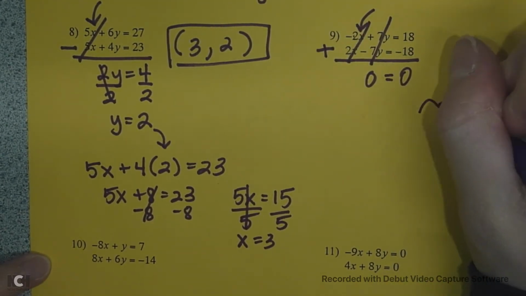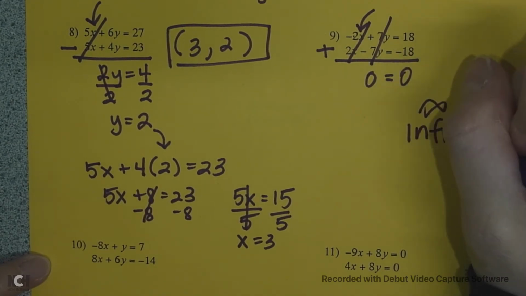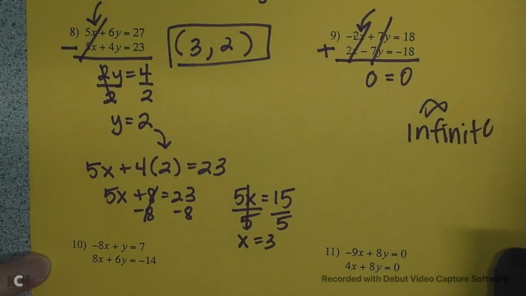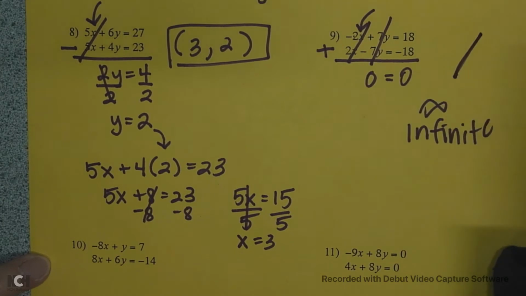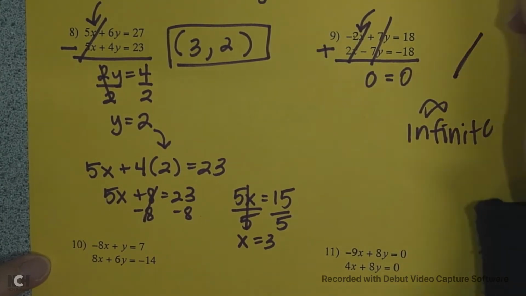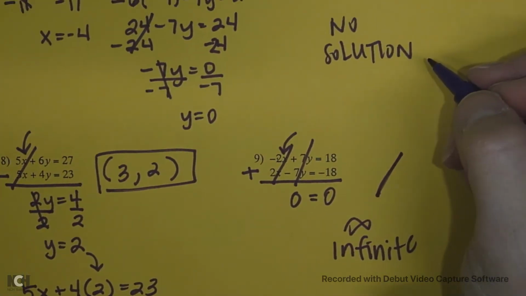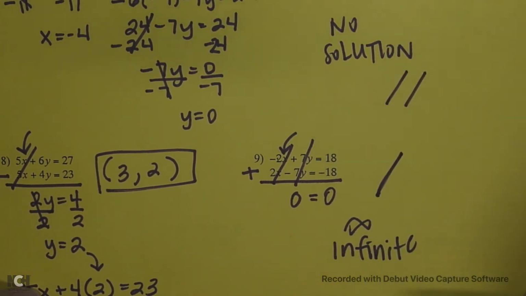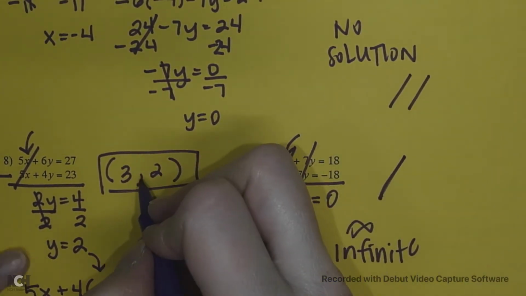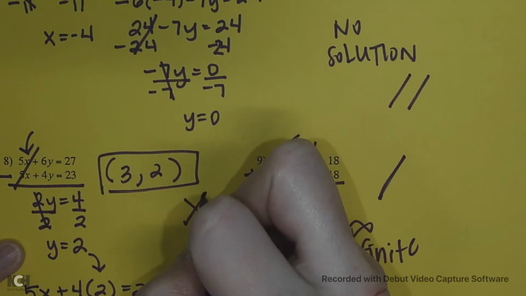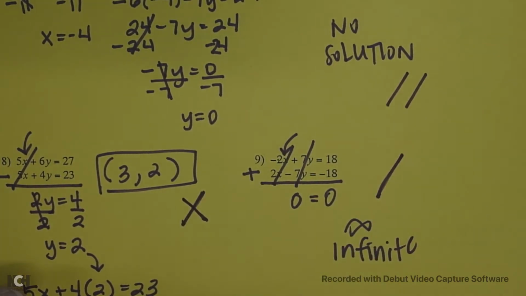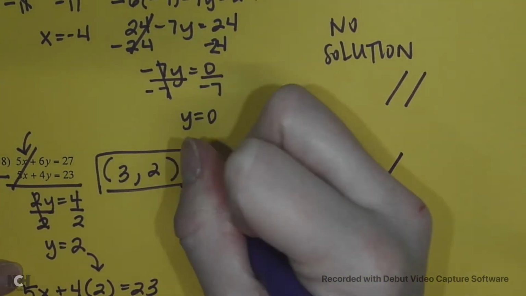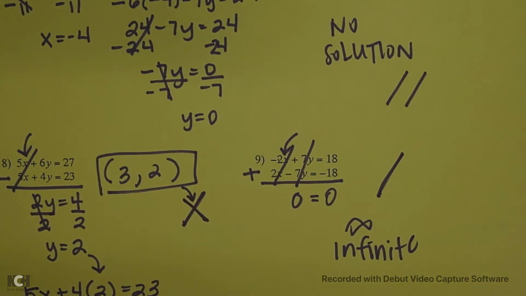0 does equal 0, so this is an infinite solution, which means that my line is the same line on top of each other. No solutions, like this guy above it, means that I have parallel lines. And anything with 1 solution, like number 8, means that they're crossing. My 2 lines cross at one spot, and that is the 1 solution to the system.